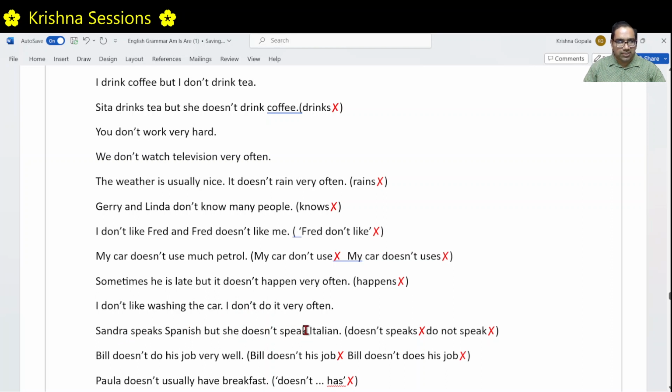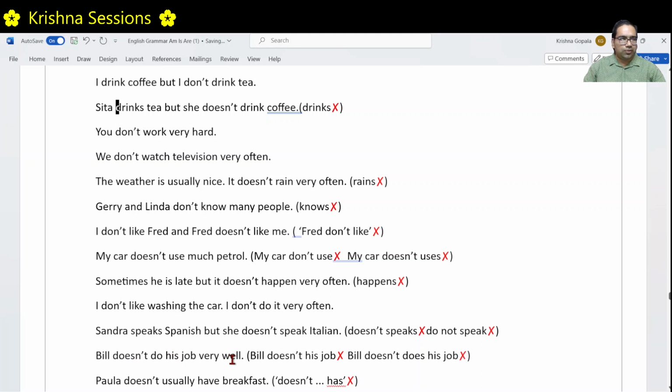Sandra speaks Spanish, but she does not speak Italian. It is not "she does not speaks". "Does not speaks" is wrong. "Do not speak" is also wrong. He, she, it should be does not and then the base form of the word, which is speak.